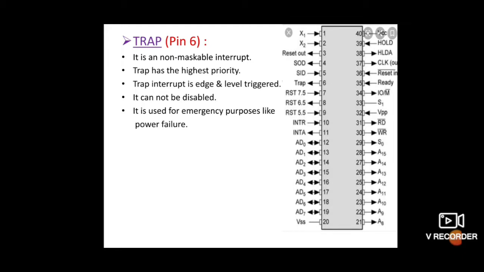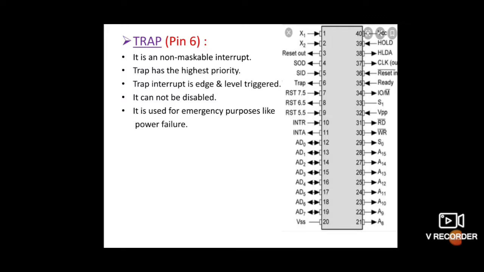When this interrupt is recognized, the next instruction is executed from a fixed location of memory, that is 0024H. How to calculate this memory location for all these pins, I will explain later. So when this interrupt is recognized, then the next instruction is executed from the fixed memory location 0024H. Means when this interrupt is recognized, then control automatically goes to the memory location 0024H.